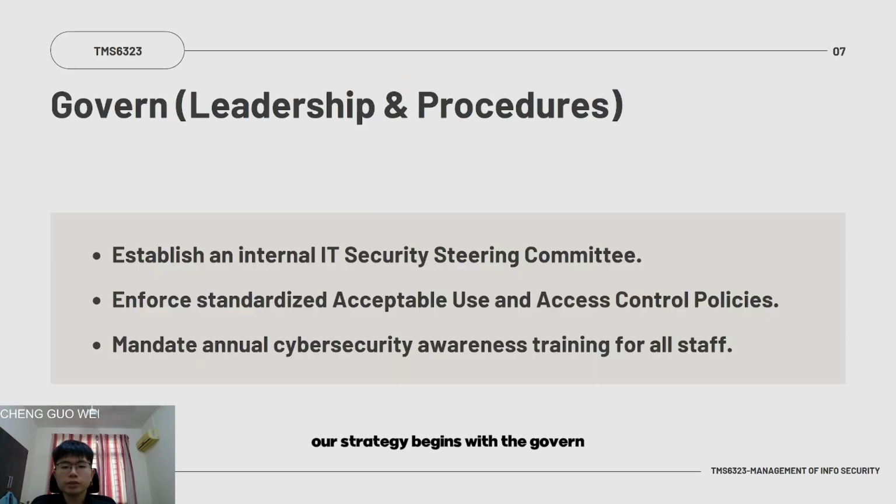Our strategy begins with the govern and identify functions. The root of inconsistent security is often a lack of leadership. To fix this, we propose forming an IT Security Steering Committee. This committee will implement a universal acceptable use policy (AUP) and mandate annual cybersecurity training, ensuring every employee is on the same page.